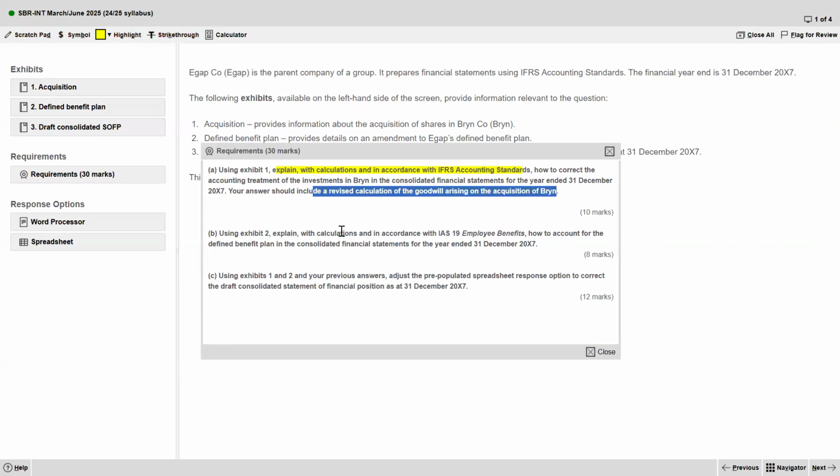Second, using exhibit 2, explain with calculations in accordance with IAS 19 how to account for the defined benefit plan in the consolidated financial statements. Using exhibits 1 and 2 and your previous answer, adjust the pre-populated spreadsheet. So it's a 30-mark question, and on this question we need to do several adjustments, including the adjustment to the existing financial statements.